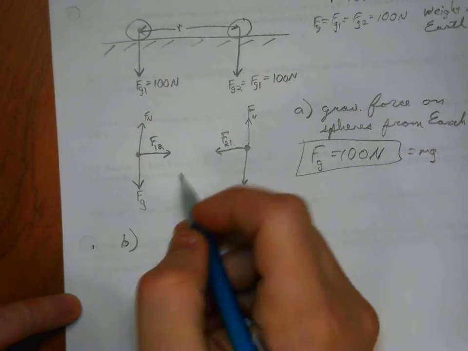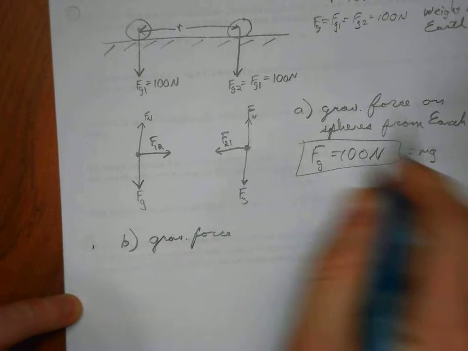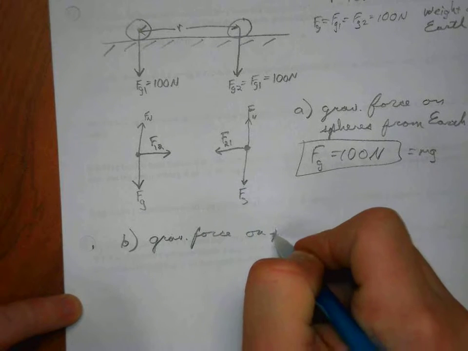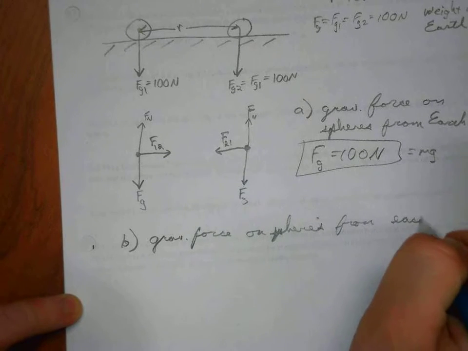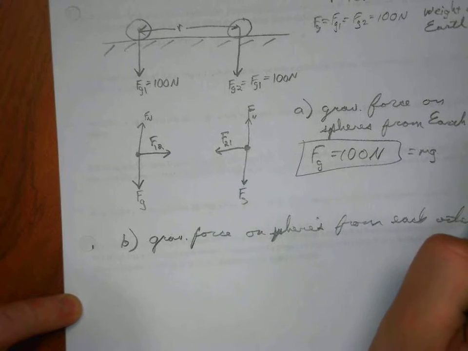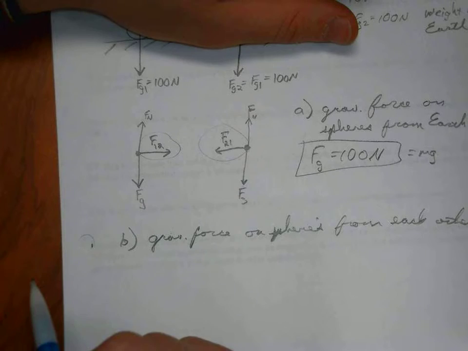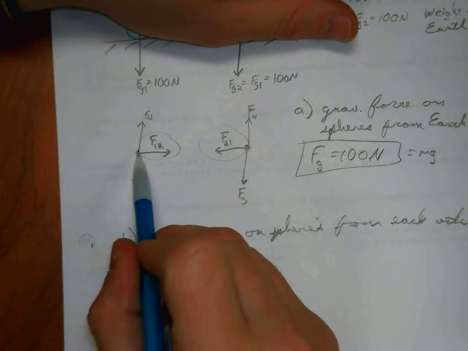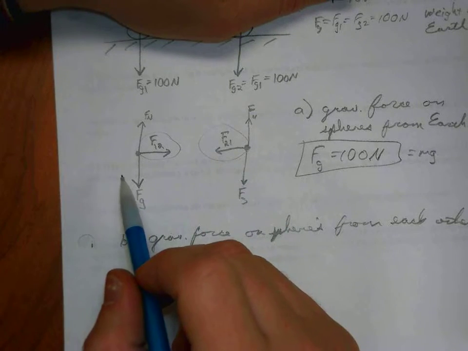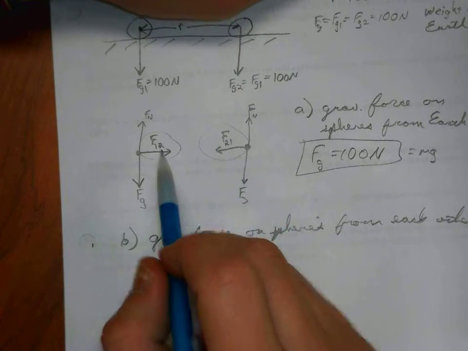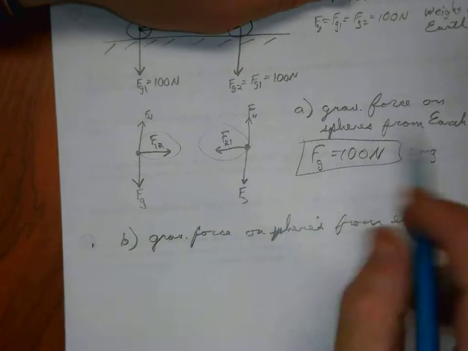So part B says, what's the gravitational force on the spheres from each other? Okay, so what they're asking here is this F12 and this F21. They want to know what gravitational force object 1 feels from object 2. So we're ignoring the force of gravity from the Earth. We don't care about that anymore because the question is just asking what is the gravitational force that they feel from the presence of the other sphere.